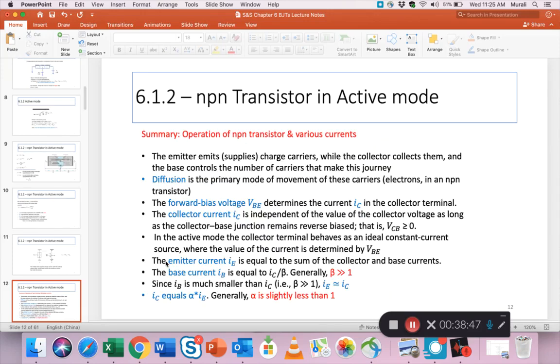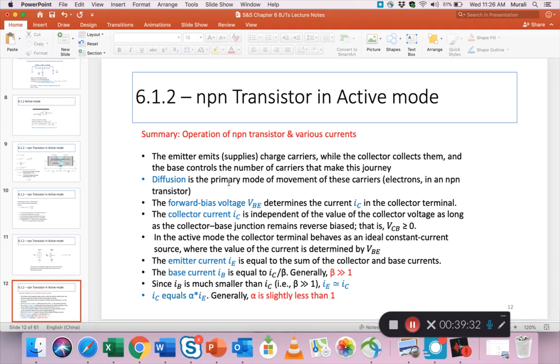Moving to slide 12. This is a busy slide, but I've tried to summarize everything that we have learned so far into one slide. It's an important slide, so please read it carefully and spend time understanding every part, so that as we move forward, you have this essential base knowledge. Quickly reading this: the emitter emits charge carriers, electrons in the case of an NPN. The collector collects them, and the base controls the number of carriers that make this journey through the base-emitter voltage VBE.